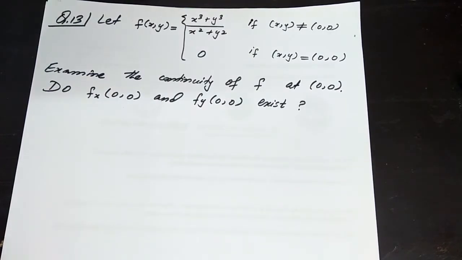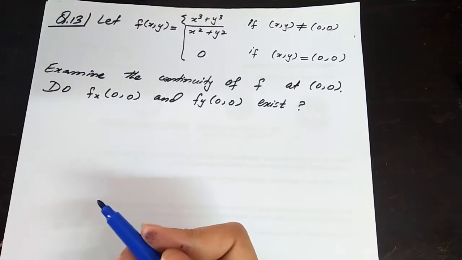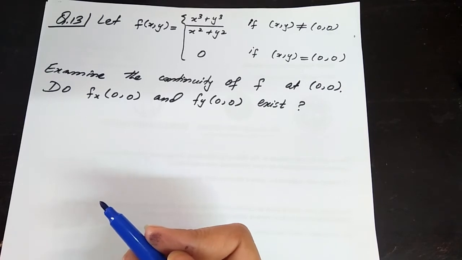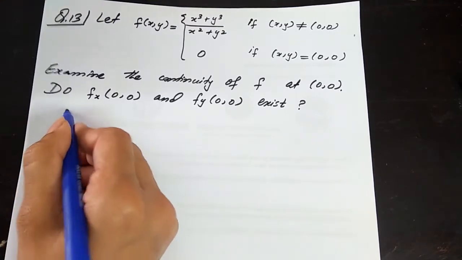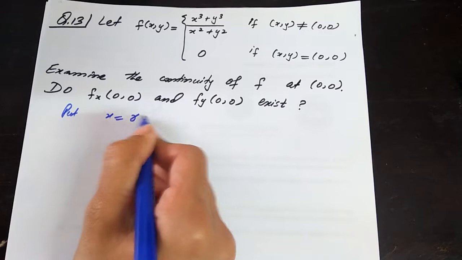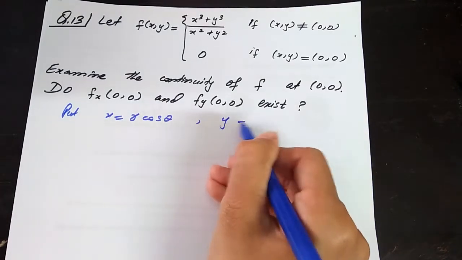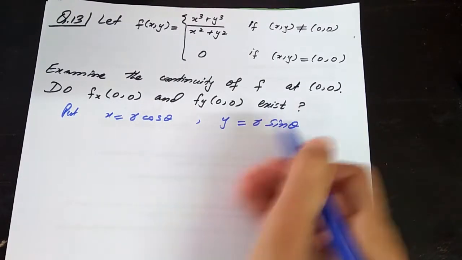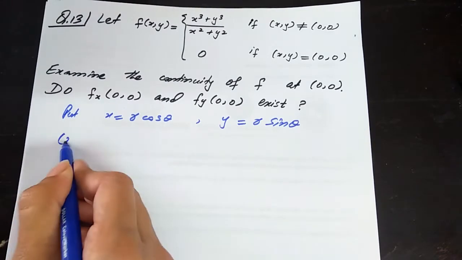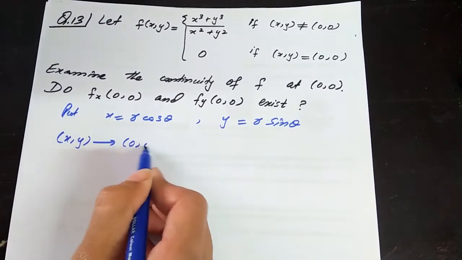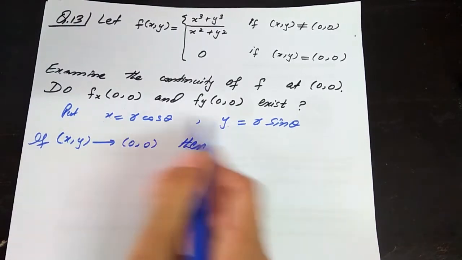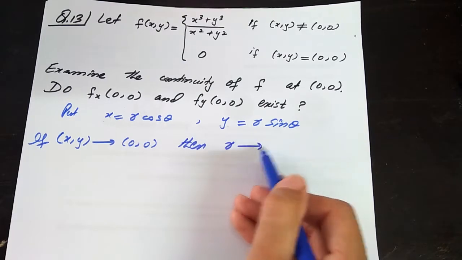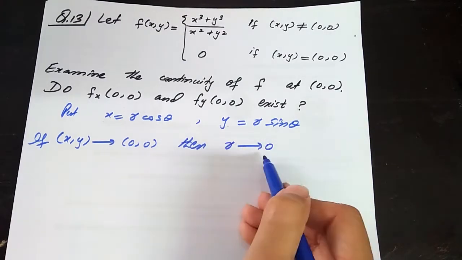So for the continuity, I am using now the other method. I am not approaching it through the line y equals mx. I am now converting it into polar form. Let x equal r cos theta and y equal r sin theta. Now if (x,y) approaches (0,0), then if we put x and y 0 here, we will get r equal to 0. Then it means that our r approaches 0.